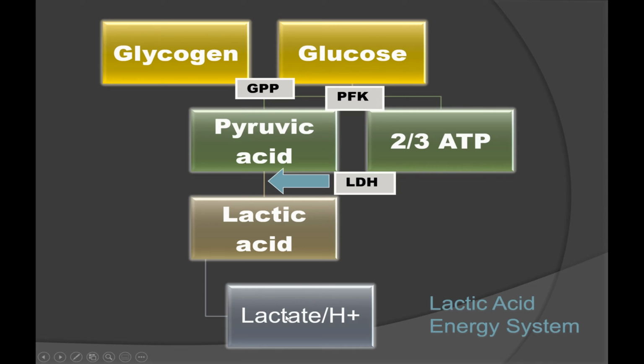Lactate actually has the ability to be turned back into glucose. Now, this doesn't happen in the muscle cell, this actually happens in the liver. So, if we want to continue exercising, then lactate can be transported to the liver where it is turned back into glucose and then delivered via the bloodstream back to the muscle cell.